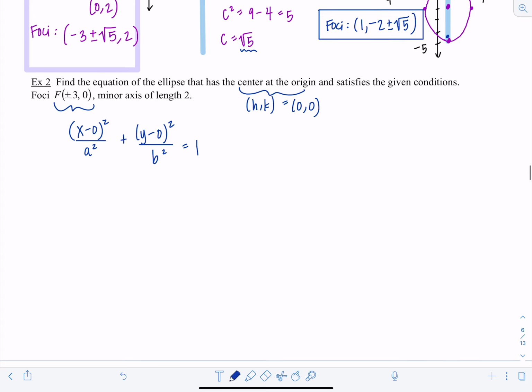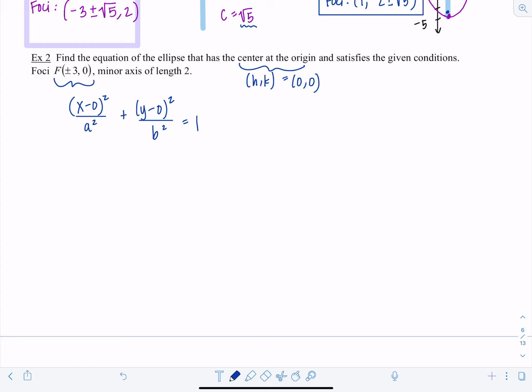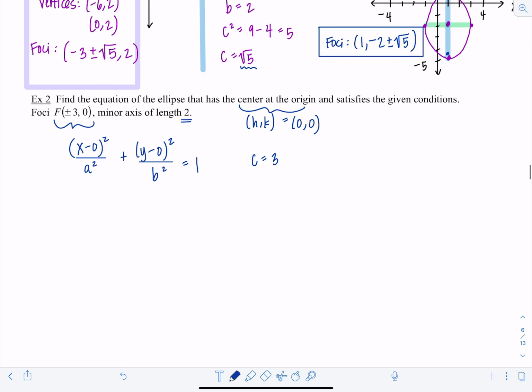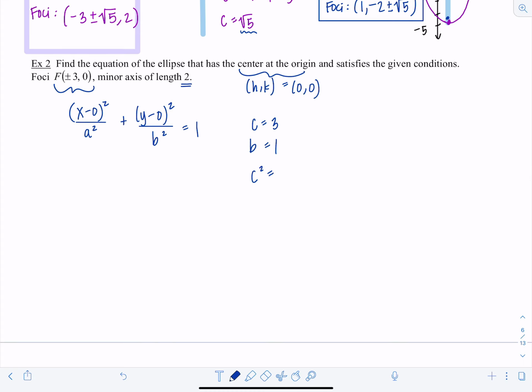Well, if the foci are at plus or minus 3, 0, and the center's at 0, 0, that means C is equal to 3. And then the minor axis has length 2. So remember the minor axis, that's the distance. Let's look at our old ellipse over here. Like this is the minor axis. So if they tell me its length is 2, then that means B is equal to 1. So now all I need to do is find A, right? Well, remember we know that C squared equals A squared minus B squared. So that means 9 equals A squared minus 1. So A squared is 10.